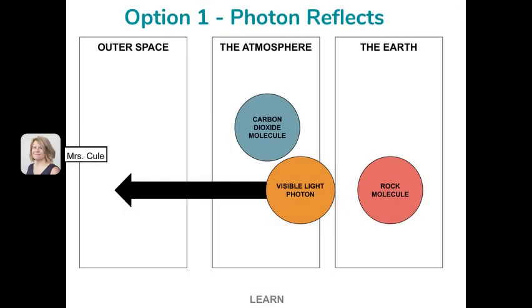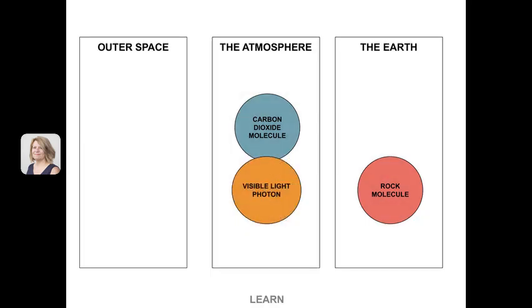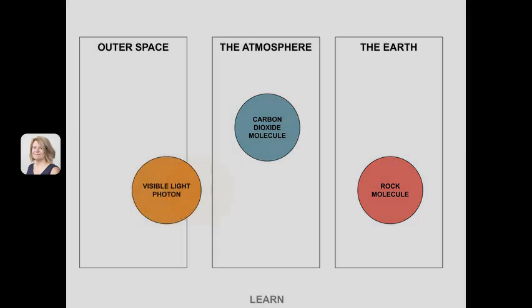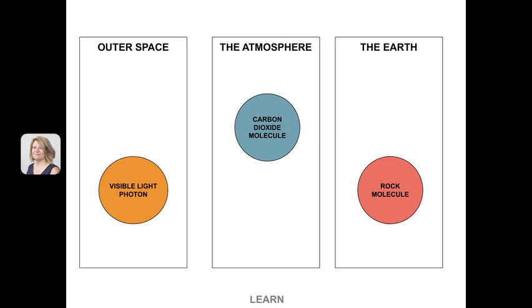In this first scenario, the visible light photon is heading back out to outer space through the atmosphere. Just like it did on the way in, it's going to pass those carbon dioxide molecules and continue on its way. So the visible light can pass right by the carbon dioxide molecules and the atmosphere and continue on its way to outer space. This is the first scenario, where it is being reflected.